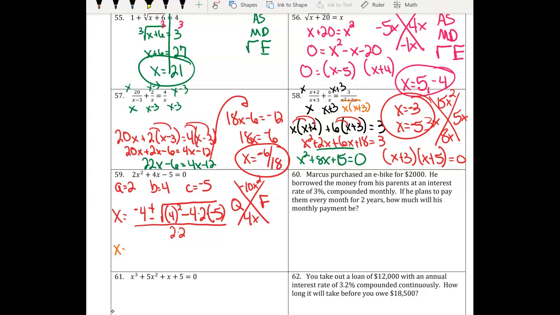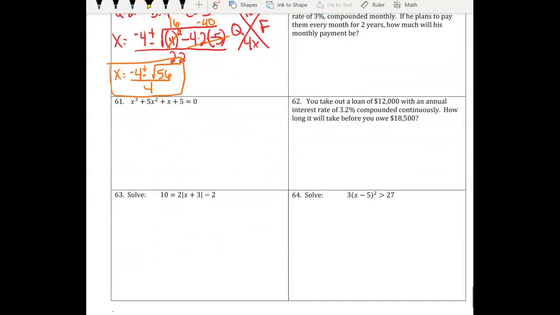So cleaning it up, I'm going to have negative 4 plus or minus the square root, over 4. This is going to give me 16. This is going to give me negative 40, and then when I have 16 subtract the negative 40, it becomes a 56. And then if you check out 56 on your factor program, you're going to notice that nothing's perfect about 56. So this is our two answers. One is using the plus version, the other is using the minus version.